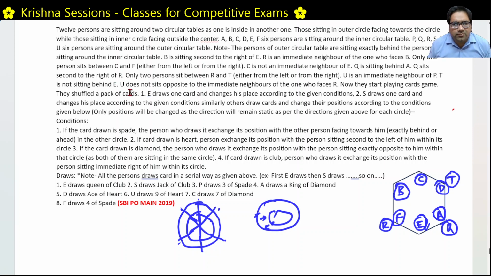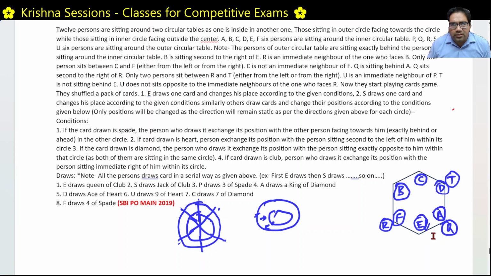Wonderful. Because T is not sitting behind E, T has to be this slot only. And R and T are to be opposite, with two persons in between. So R will become this. Second to the right of R will become Q. And Q and A are sitting opposite to each other. That's why A becomes this. Now we are left with P.